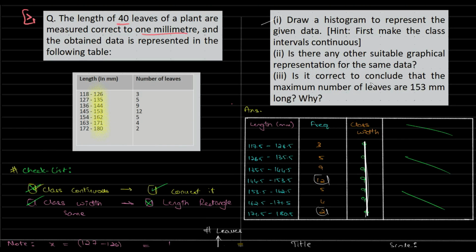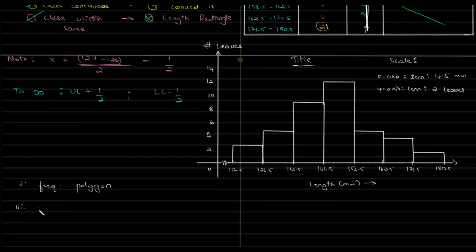And the third is, is it correct to conclude that a maximum number of leaves are 153 millimeter long, and why? Well, we can't definitely tell it's 153. Yes, the maximum number of leaves are between this range, but not exactly 153. We can tell no, as the data is a group data. Not ungrouped.